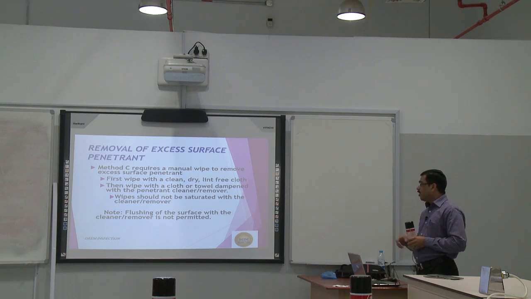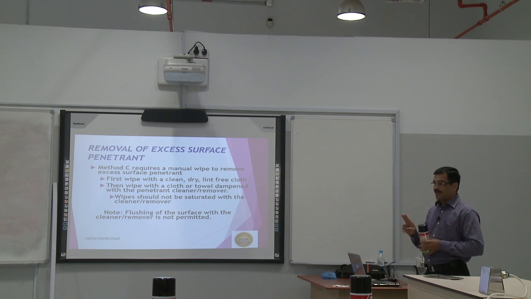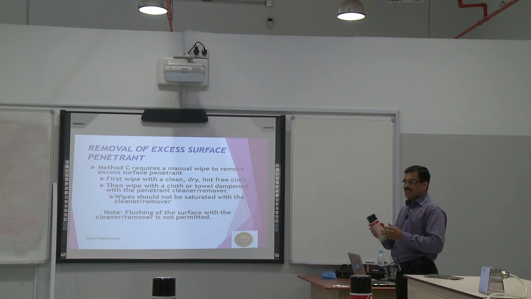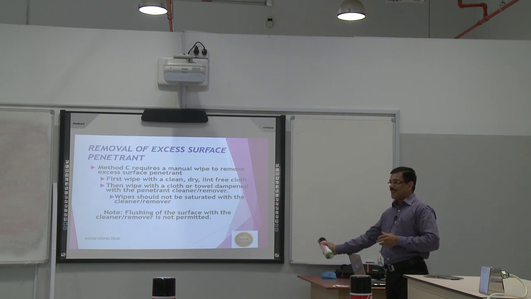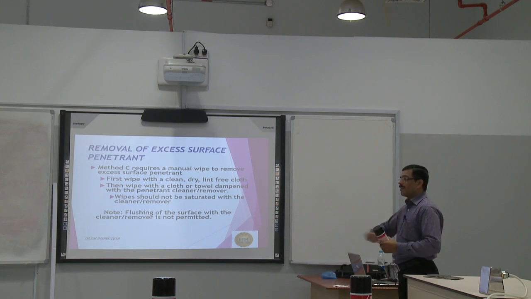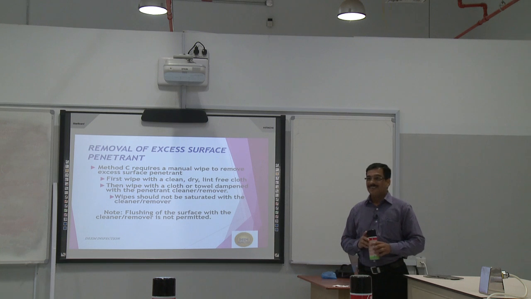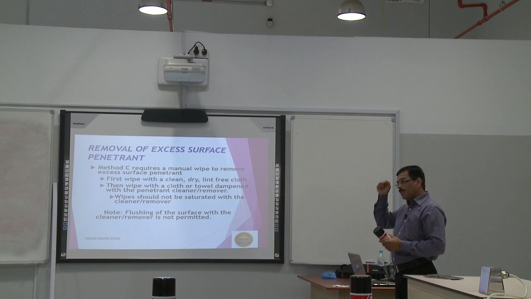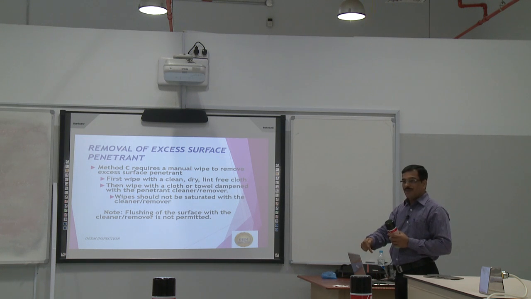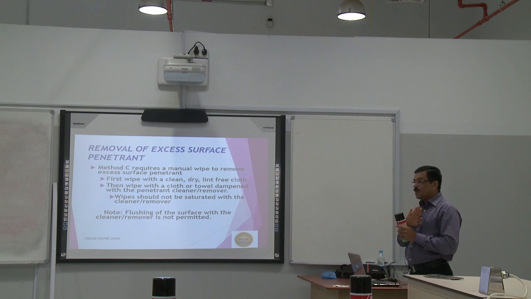Flushing the surface with the cleaner is not permitted. Some technicians find it easy: instead of dampening the cloth and cleaning, they directly spray onto the surface of the material and clean. This is not allowed, because spraying applies some pressure, so it may enter the discontinuity and remove the penetrant there also. So that is not at all permitted.